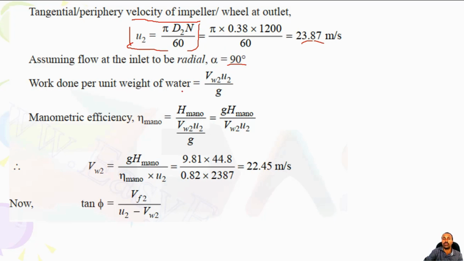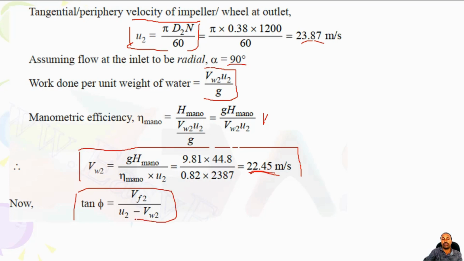So the work done per unit weight of water will be this equation, which is velocity Vw2 times U2 over g, and manometric efficiency is given by manometric head over the work done per unit weight of water. Then once you rearrange this equation, the velocity will be 22.45 meter per second. Then using this equation again, you can find the outlet blade angle with respect to the velocity triangle from the above, which is Vf2 over U2 minus Vw2.